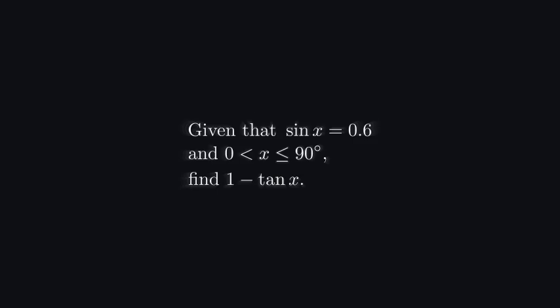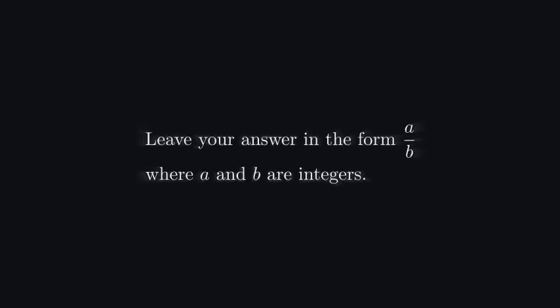The question says, given that sin of x equals 0.6 and 0 less than x less than or equal to 90 degrees, find 1 minus tan of x. We're told to leave the answer as a fraction a over b, where a and b are integers. So we should avoid giving a decimal answer.